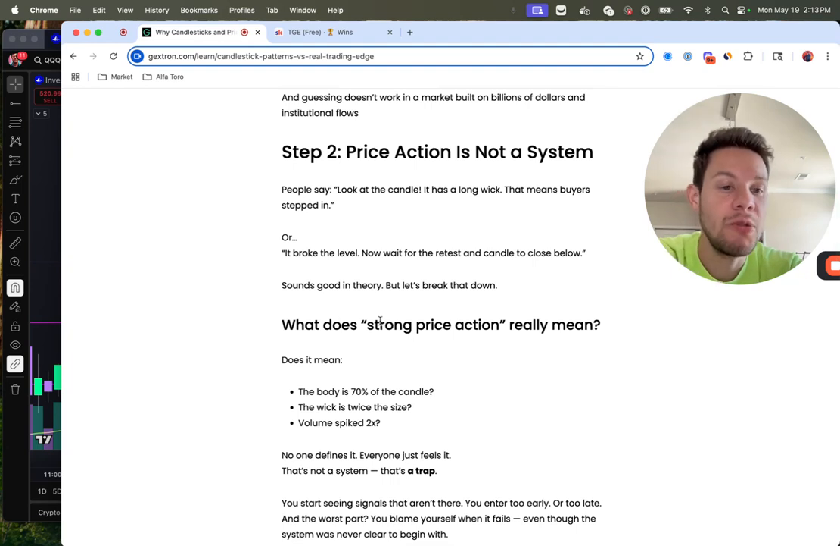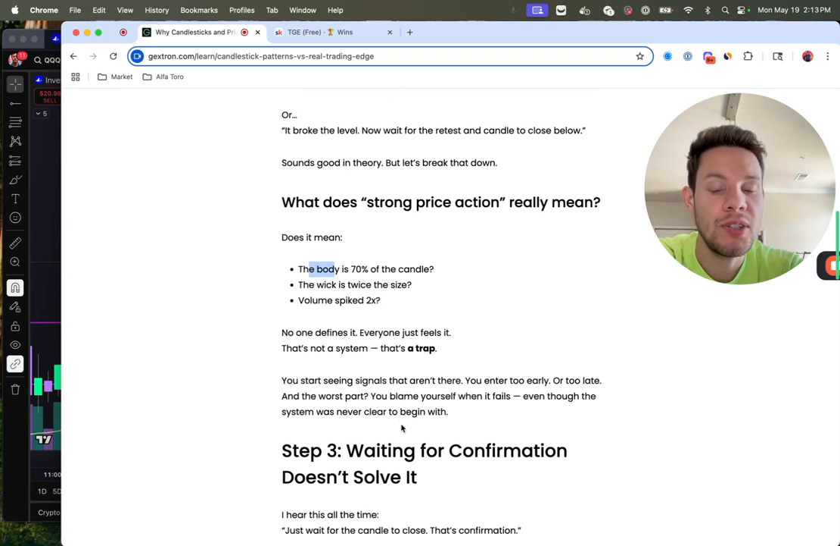These are real questions you have to ask yourself. What does strong price action really mean? Does it mean the body is 70% of the candle? Is the wick twice the size? Is it a volume spike of 2 times? What is it? No one defines it. Everyone just feels it. And that's not a system. That's a trap.